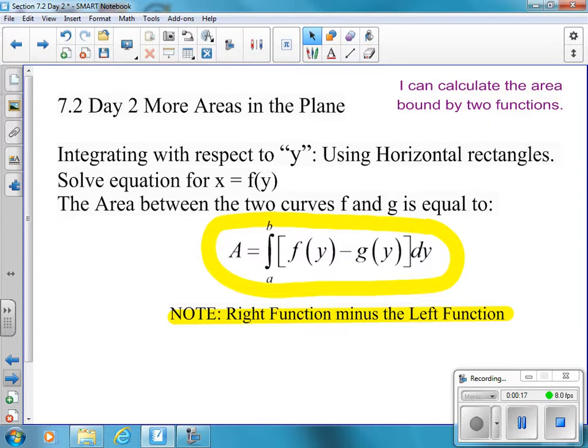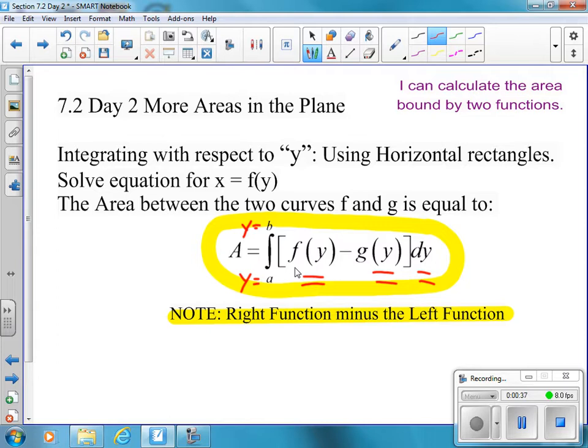So instead of having a bunch of x's in your equations, you're going to have a bunch of y's and integrate with respect to y. That means that your lower limit of integration and upper limit of integration also have to be y values. So you have to always keep in mind that you're looking at the y values.